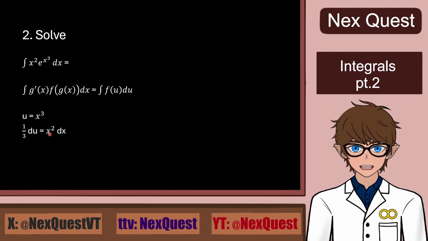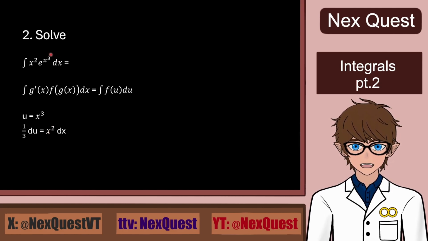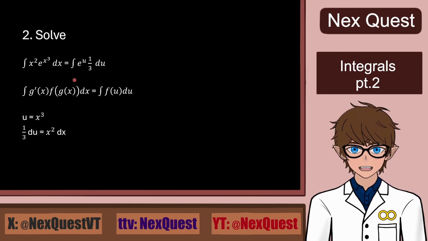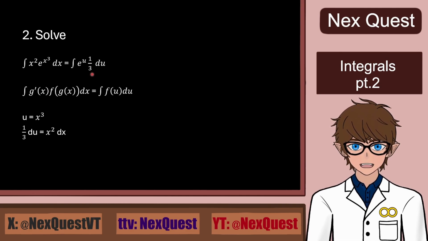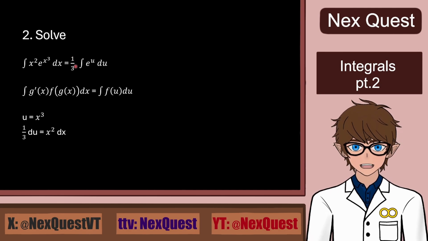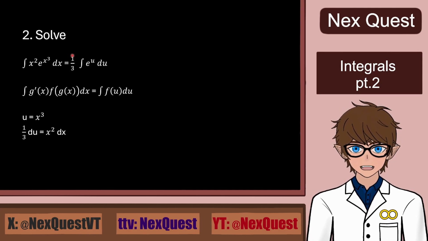So we get something like this. And then we replace this part in this formula with this part. And we just replace that. Also, we replace the x to the power of 3 with u. We're getting this formula, and using the constant multiple rule, we move that constant multiplying factor outside of the integral.